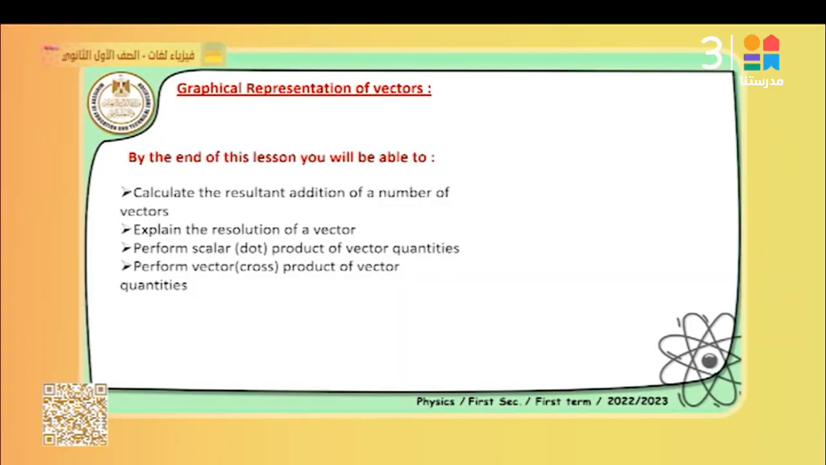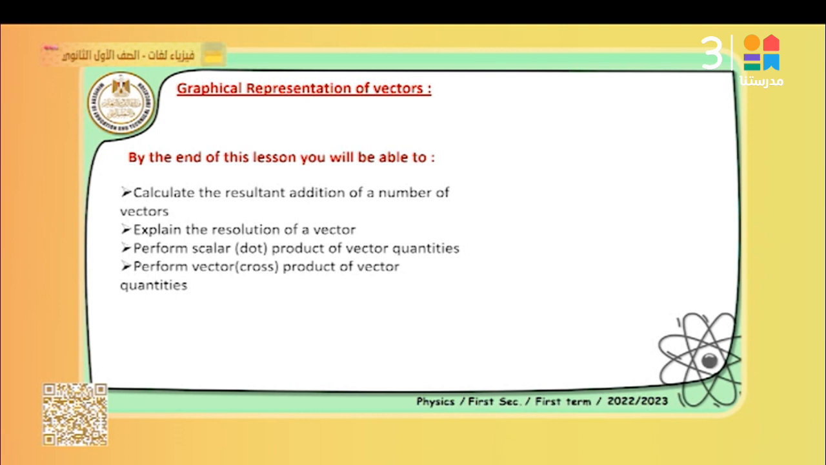تمام. طيب في the last or the prior session أو episode احنا اتكلمنا عن ال scalar quantities وال vector quantities and what the difference between them. Today we will talk specifically about the vectors, how to deal with vectors, how to add, how to resolve vectors and to find the summation of vectors.